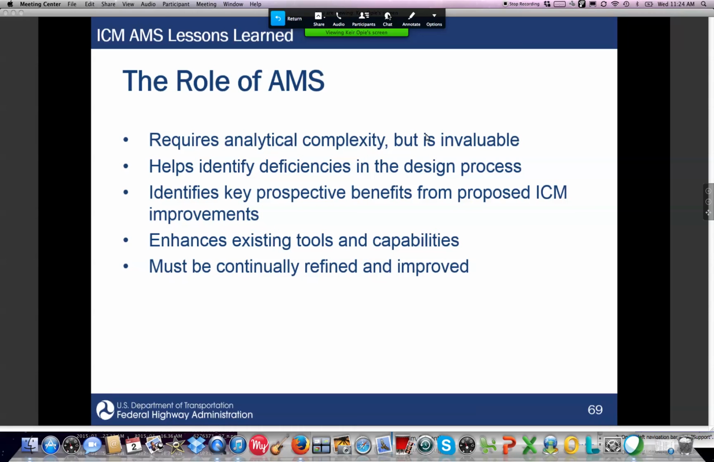A properly designed AMS helps identify deficiencies in the process itself. When you're actually trying to model a scenario, you have to get into each one of the details as to what goes into modeling that strategy. And it helps you think through all the different elements and what actually needs to go into it to help you define what comes out of it. Helps identify the actual benefits moving forward.